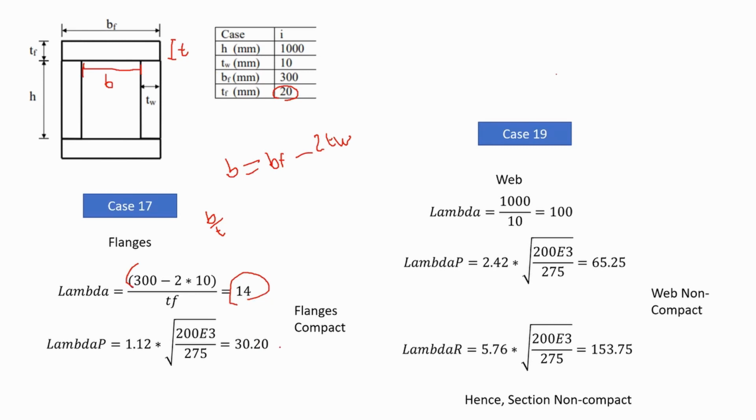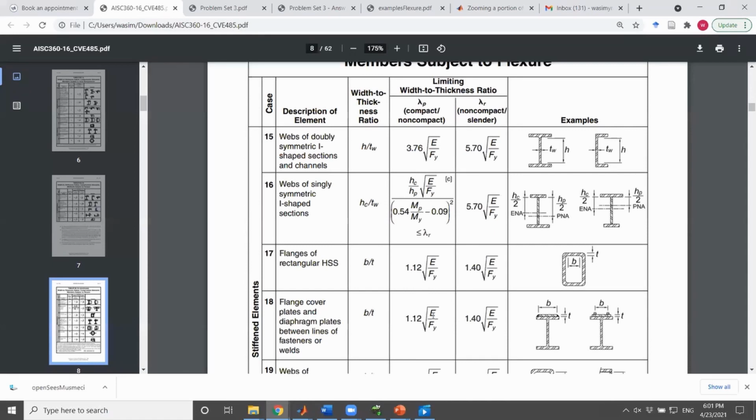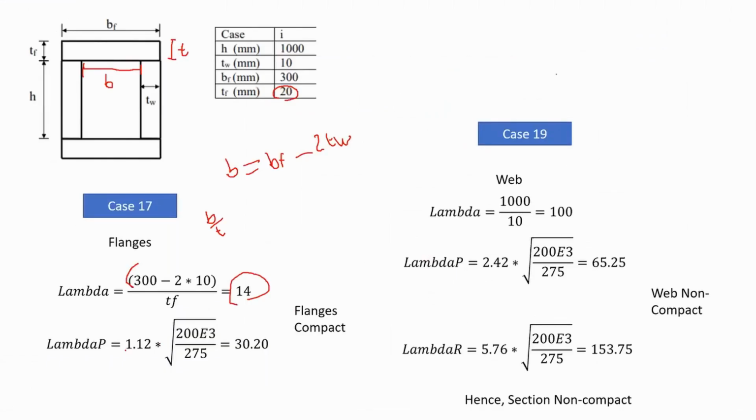Now, if we check for lambda p again, in case 17 that is provided in the table, it is 1.12 multiplied by the square root of the modulus of elasticity divided by the yielding stress. And if we substitute the values that we have, we get lambda p equal to 30.20. Now, we don't have to continue and check lambda r because obviously our lambda is less than lambda p, and therefore the flanges are compact.